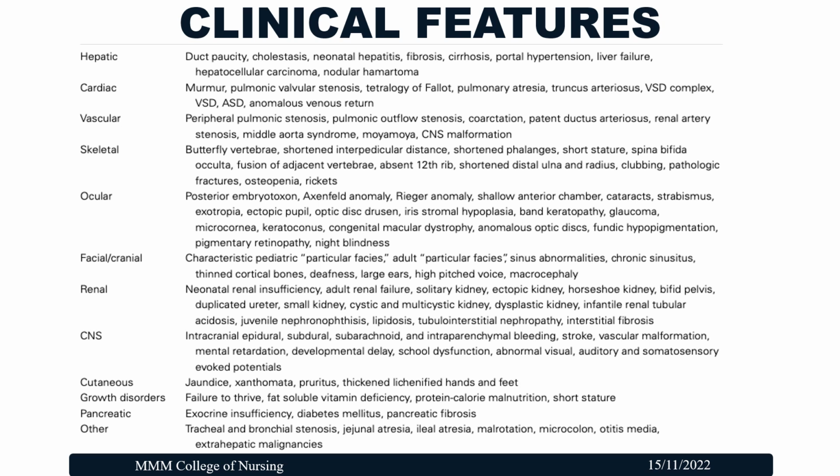Further symptoms in the ocular system are shallow anterior chamber, cataracts, strabismus, exotropia, ectopic pupil, optic disc drusen, iris stromal hypoplasia, band keratopathy, glaucoma, microcornea, keratoconus, congenital macular dystrophy, anomalous optic disc, fundic hypopigmentation, pigmentary retinopathy, and night blindness.